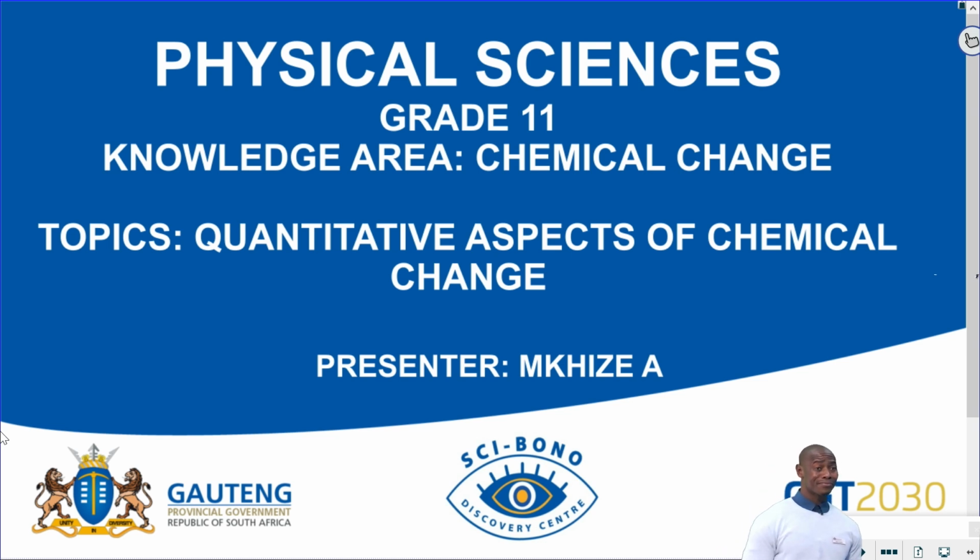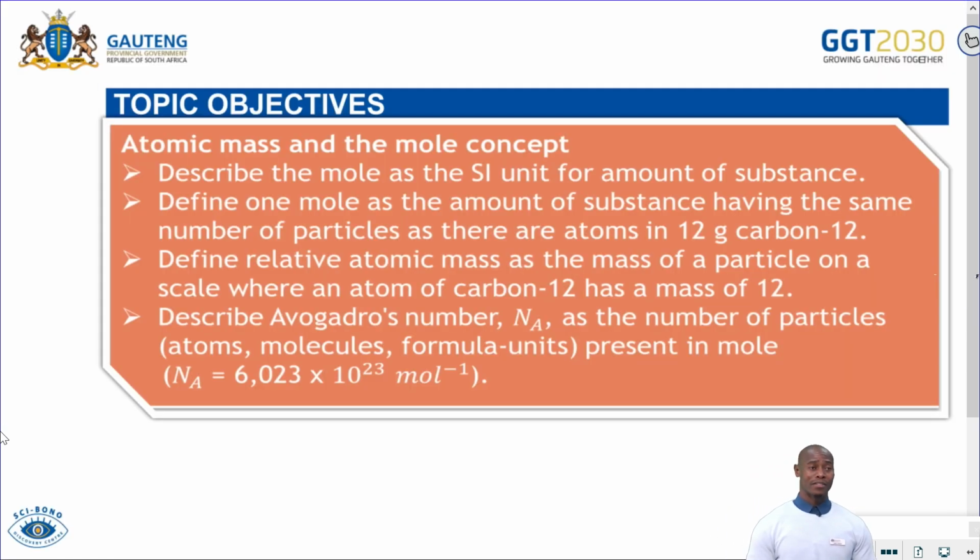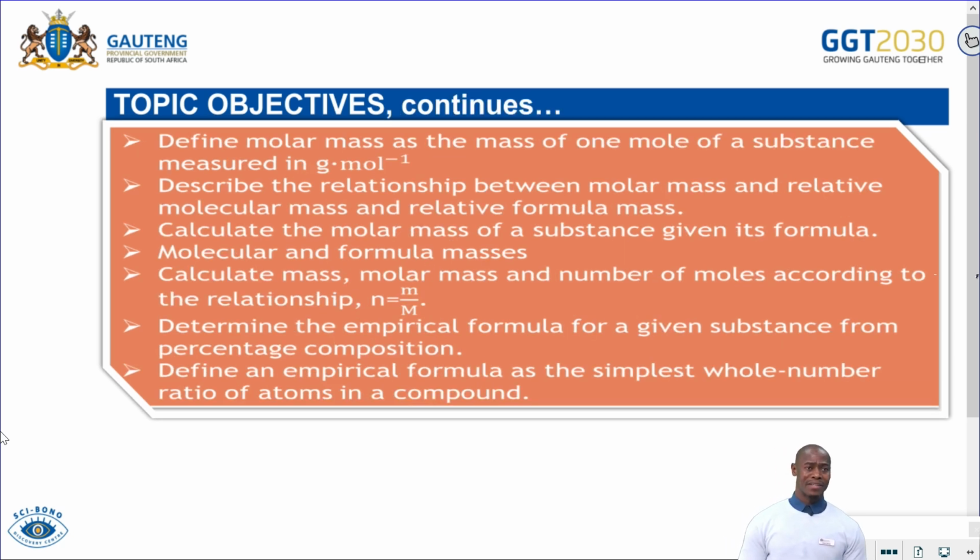Okay, so when it comes to quantitative aspects of chemical change, according to our examination guidelines, this is what we need to focus on: atomic mass and the mole concept. Describe the mole as the SI unit for the amount of a substance. Define 1 mole, define relative atomic mass, describe Avogadro's number, define molar mass, describe the relationship between molar mass and the relative molecular mass, and also the relative formula mass. Calculate the molar mass of a substance, given its formula.